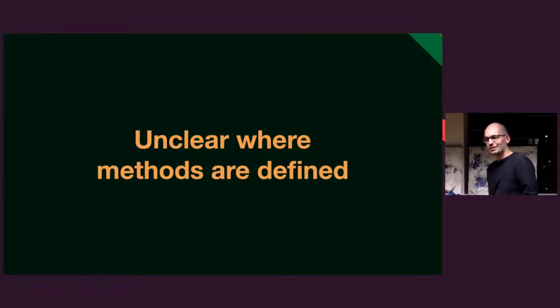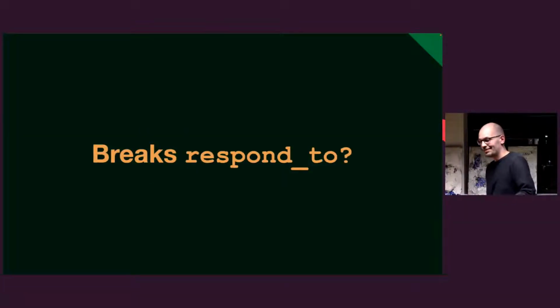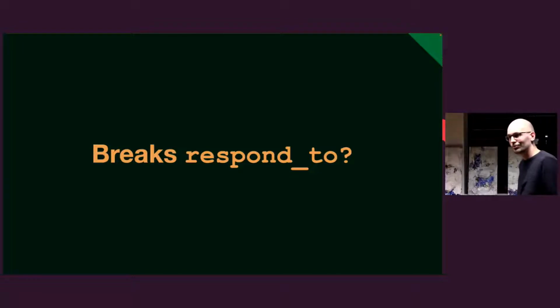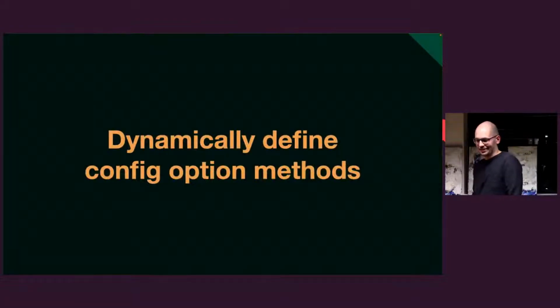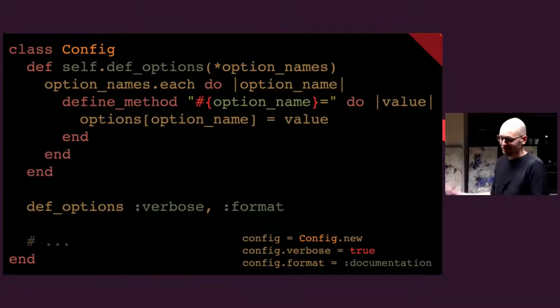So it's unclear where methods are defined. And it breaks things like respond_to?, because sometimes I just want to ask, do you respond to a particular method? And with method_missing, the implementation will return no, even though I call it on the line above it and I know it works. So instead, we can dynamically define our config option methods. One of the ways to do this is with this example. I'll go into it in more detail.